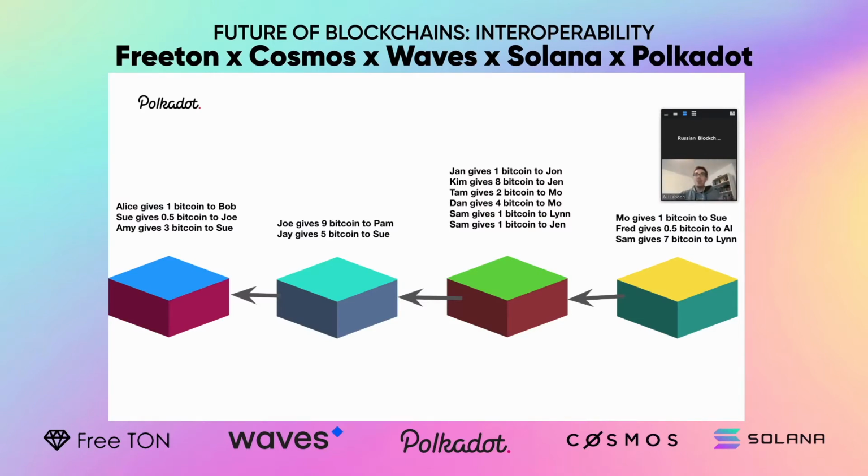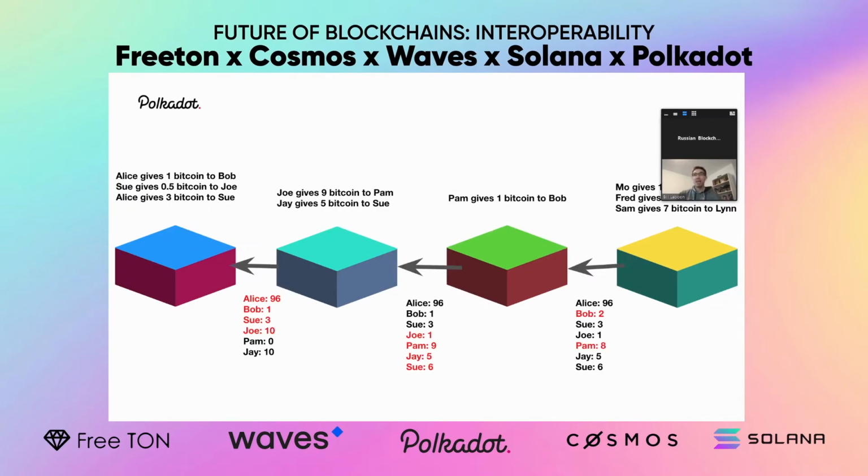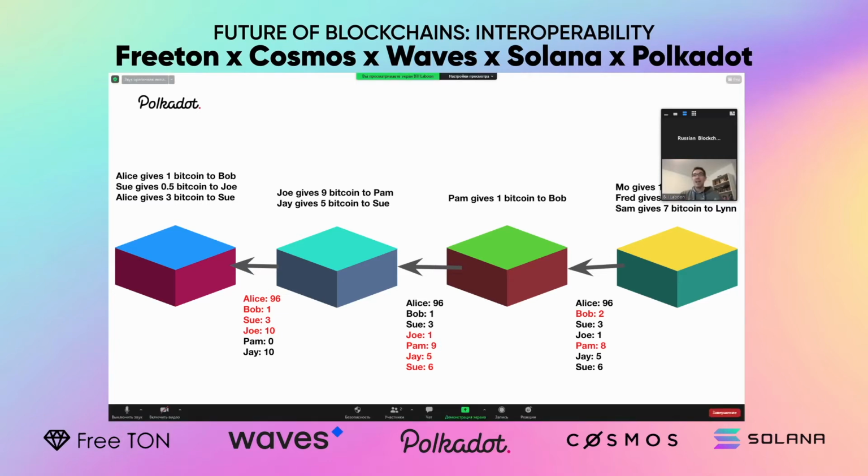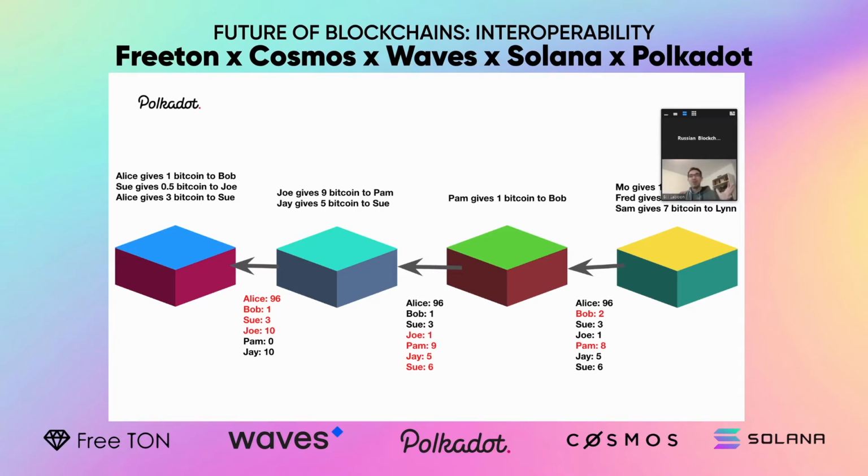So if we think of a basic blockchain, we can think of this as a bunch of blocks, obviously, and in each block, something happens that changes the state of that blockchain. So here we have some Bitcoin, and every block changes the state. So if Alice gives 1 Bitcoin to Bob, the state of the blockchain in that block changes from Alice having 97 Bitcoins or whatever it means to 1 fewer, and Bob gets 1 more.